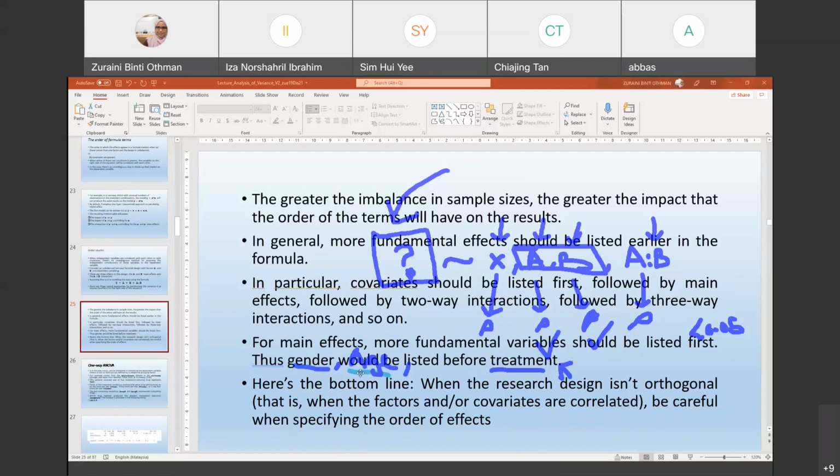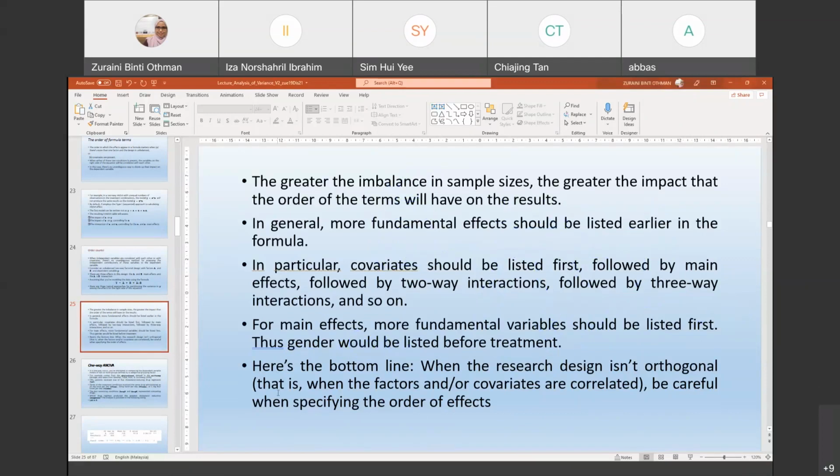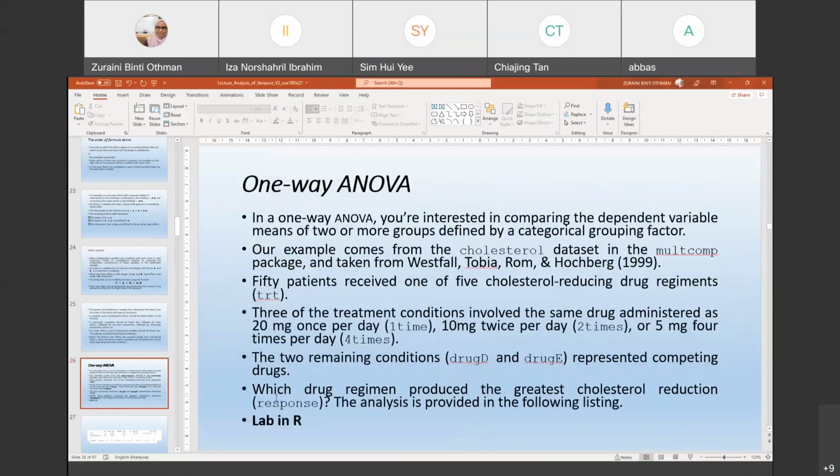Like you can see in a survey, for example, after we look at the gender and age, then the more fundamental thing that we want to know, we will list first. Then the bottom line: when the research design isn't orthogonal, that is, when the factors and covariates are correlated, be careful when specifying the order of effects. Okay, then here we go for the lab.